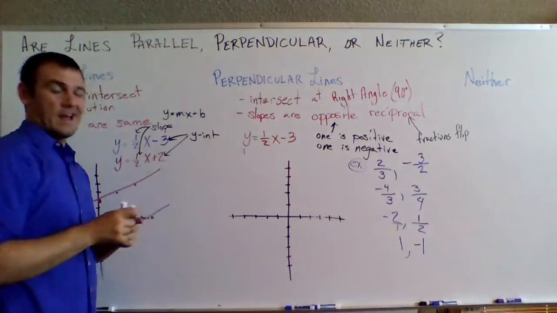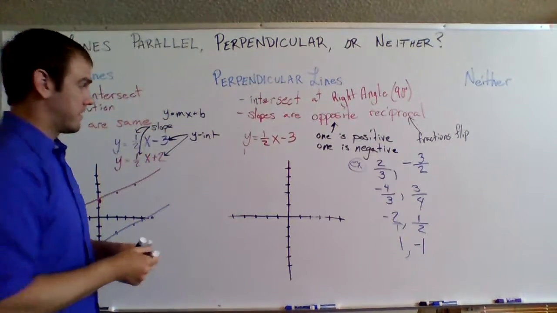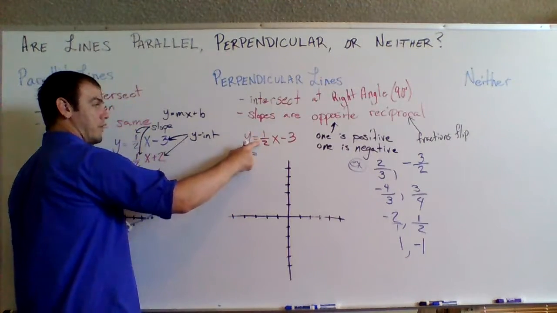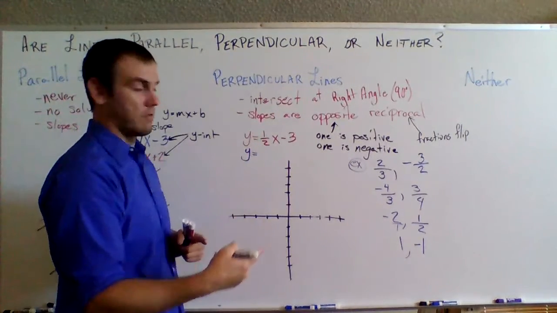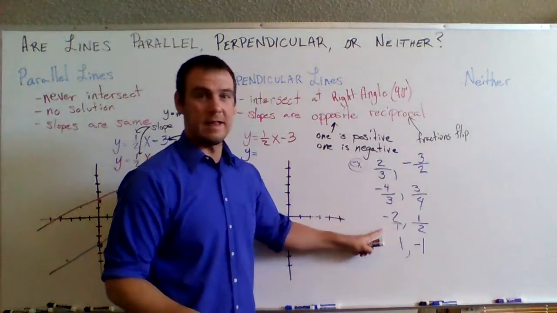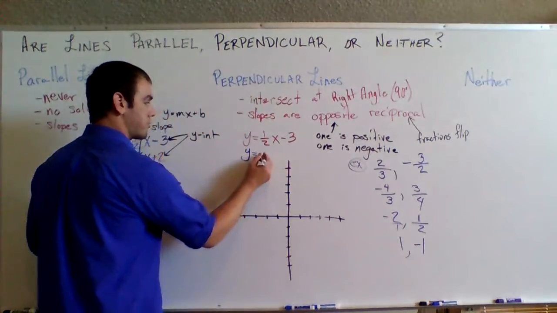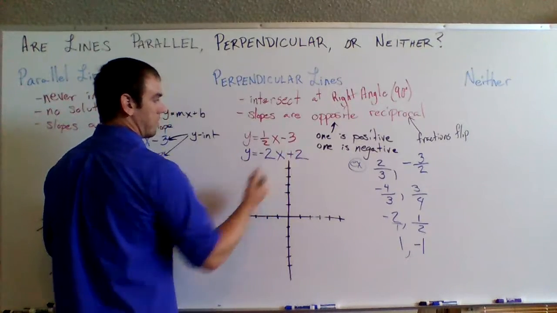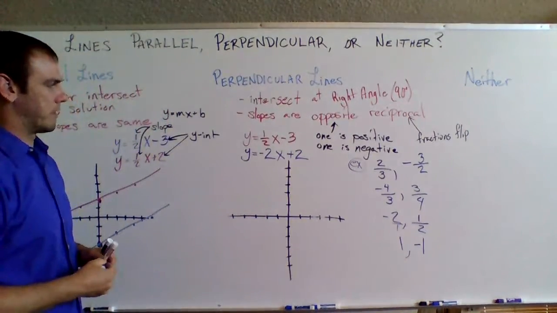Okay, a perpendicular line to this one might be like y equals, so 1 over 2, the opposite reciprocal, we said is going to be negative 2x, and then we'll just say a plus 1 on the end there. Plus 2, I guess I wrote.